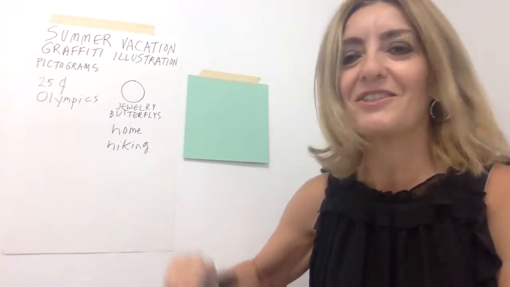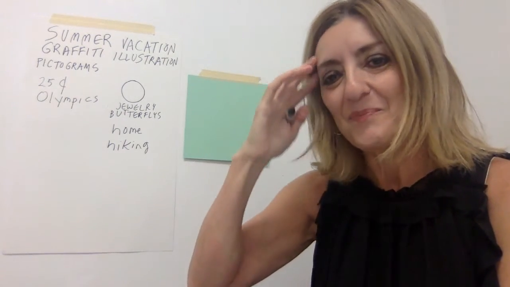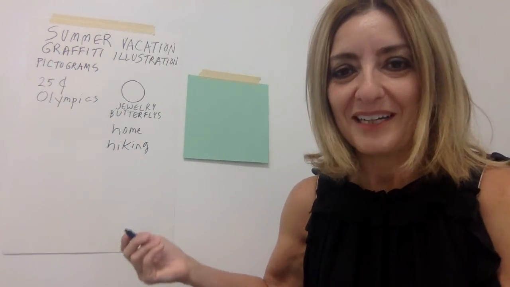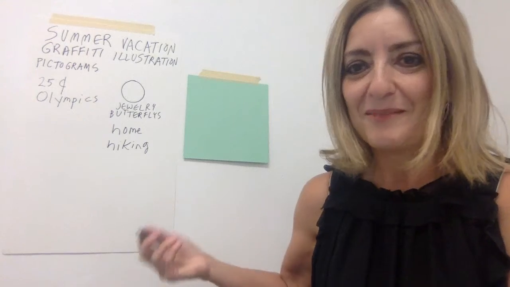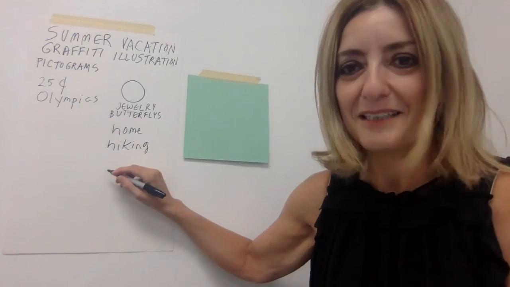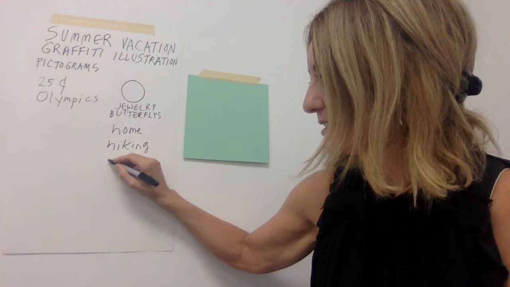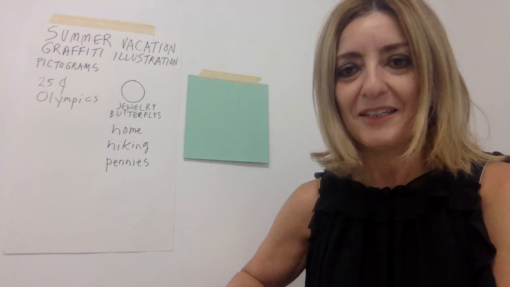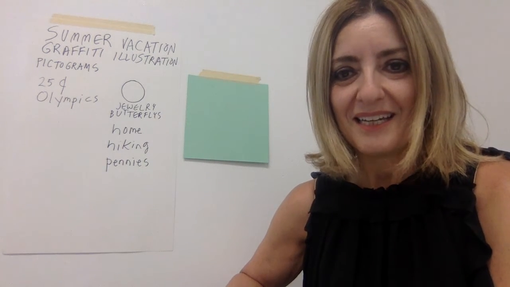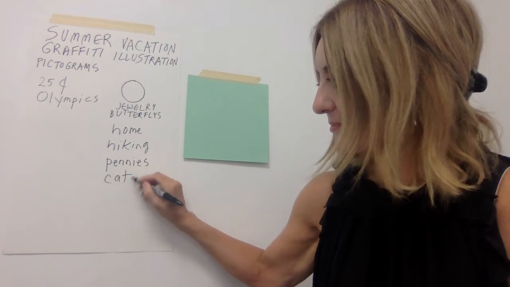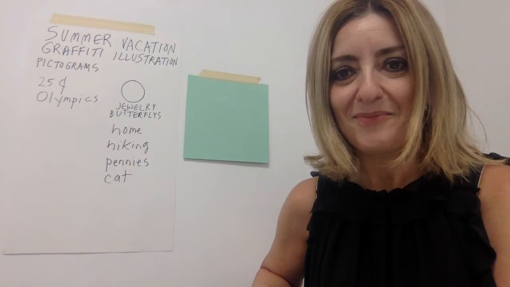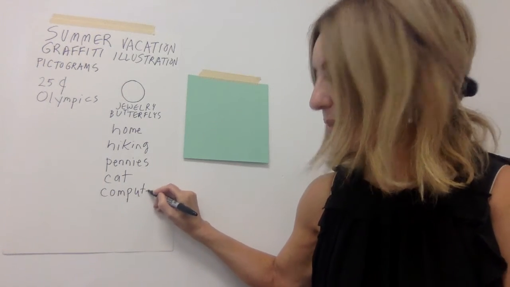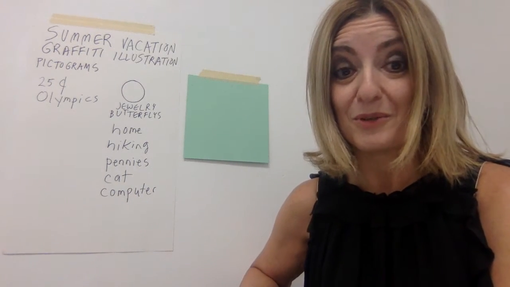I was at Clark's Reservation. I was at Green Lakes quite a lot. And then the other thing I do, and a lot of you know this about me, is I find money on the ground all the time. So I'm always finding these old dirty pennies and stuff like that. So I'm going to put pennies. And what else? I spent time with my cat. And I spent a lot of time on the computer because we had a lot of Zoom meetings over the summer for school starting.